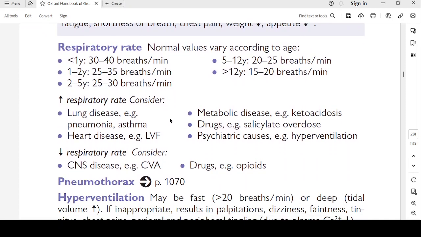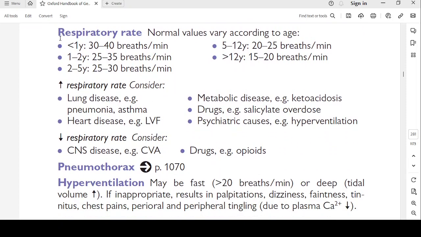Respiratory rate. Normal values according to age. This is the normal respiratory rate. Less than 1 year is 30 to 40 breaths per minute. 1 to 2 years is 25 to 35. 2 to 5 years is 25 to 30. 5 to 12 years is 20 to 25 breaths. And more than 12 years is 15 to 20 breaths per minute.